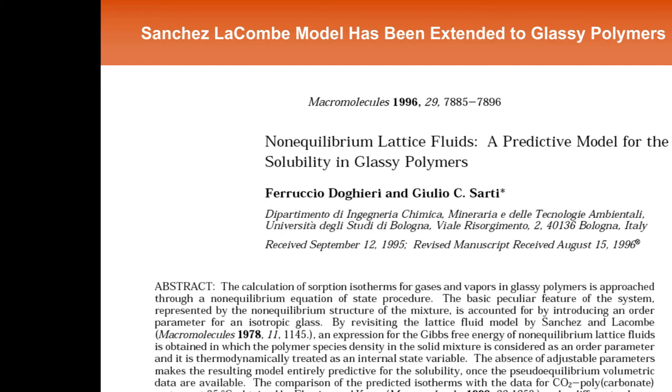So the big picture is that in rubbery polymers, so polymers whose glass transition temperature is below the use temperature or below the testing temperature, in rubbery polymers, penetrants sorb more or less independently of one another.